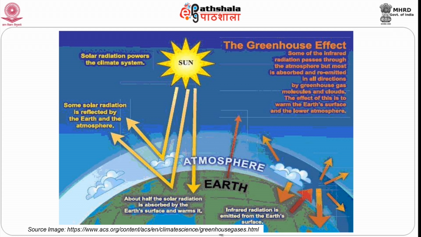Infrared radiation is emitted from the earth's surface. When they go out, some of them escape into the atmosphere, but more and more heat is trapped because of the thickening of the gaseous layer here. Then the globe warms up.